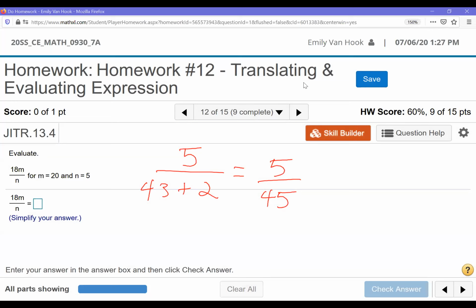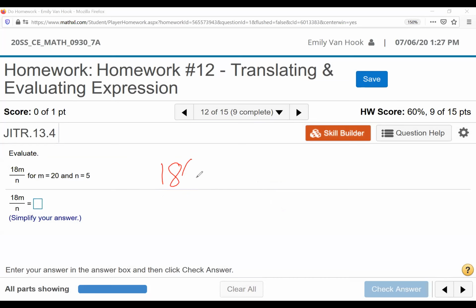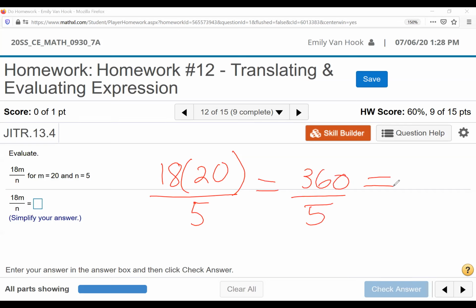All right, number 12, 18m over n. All right, so 18, and then m I can replace with 20, so 18 times 20 over, and then n in the denominator I can replace with 5. Now you're using your calculator at this point, so it might not be that big of a deal. You can just multiply 18 times 20, which I'm doing right now, getting 360. So we have 360 over 5, then just divide by 5 and we get 72. So that's one way to work out the answer.